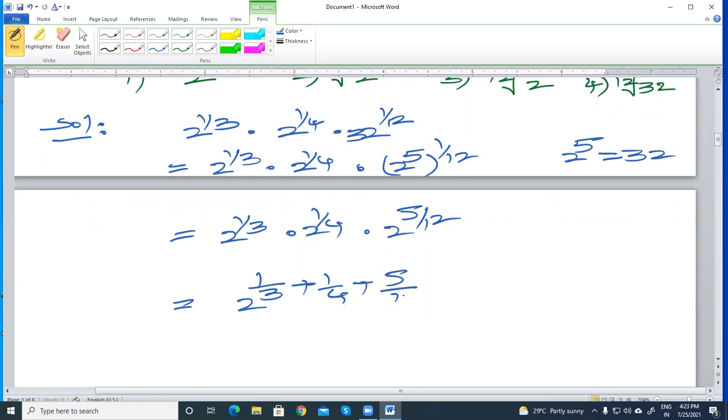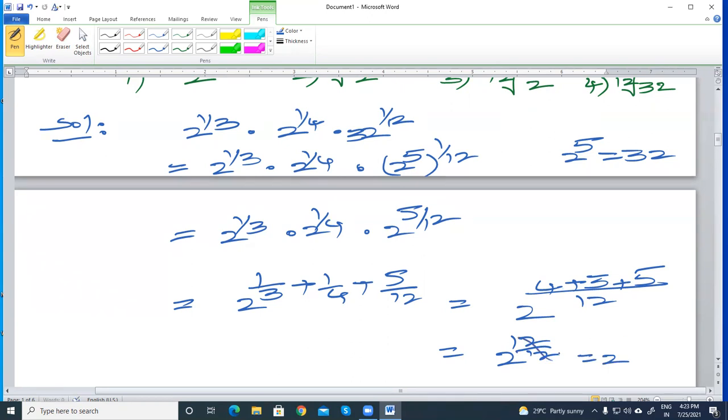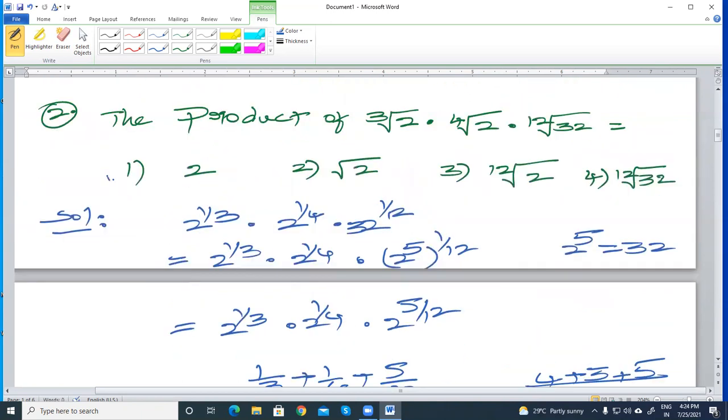Now what is the LCM of 3, 4, 12? The LCM is 12, right? So this is 4, and 3 times, and plus 5. So now this is equal to 2 to the power of 12 by 12, that is equal to 2 to the power of 1, that is equal to 2. So therefore our option is 2.